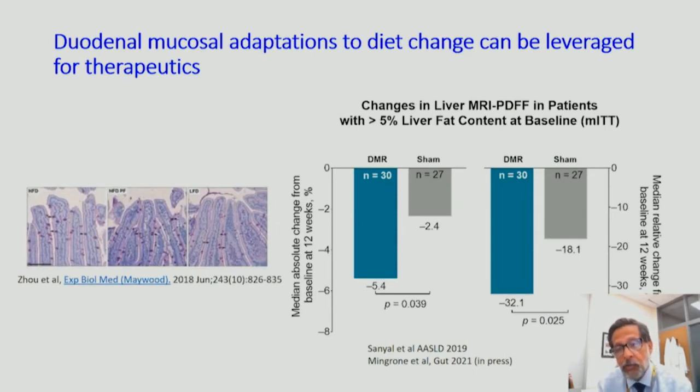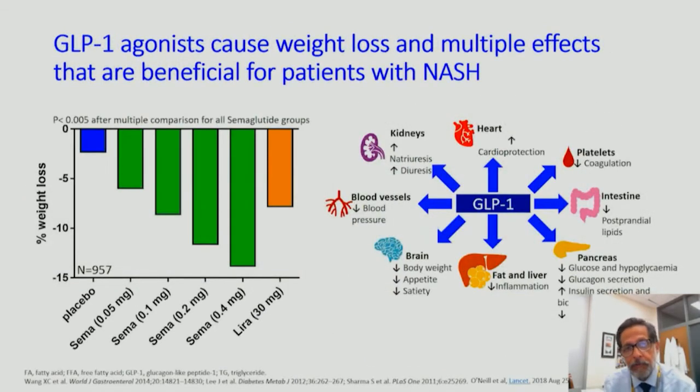This has now been leveraged for endoscopic therapeutics, and as shown on the right, with duodenal mucosal resurfacing, which is produced endoscopically, you can have significant defatting of the liver, both in terms of absolute liver fat content as well as the relative change in liver fat. And this has now been published in Gut, and a major phase 2b trial with histology-based endpoints is currently ongoing.